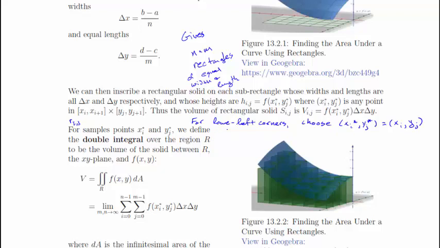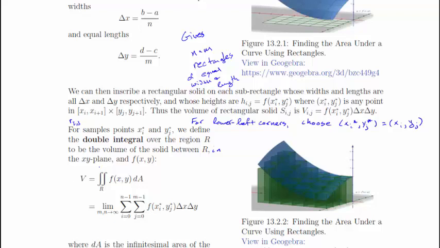If we wanted to do, say, lower right corners, we would choose x sub i star, y sub j star to equal x sub i plus 1, y sub j. So we're still doing the lower, but we're now doing the right corners by having x go over to the i plus 1 position. So for sample points x sub i star and y sub j star, we define the double integral over the region R to be the volume of the solid between R in the xy plane and f of x comma y.